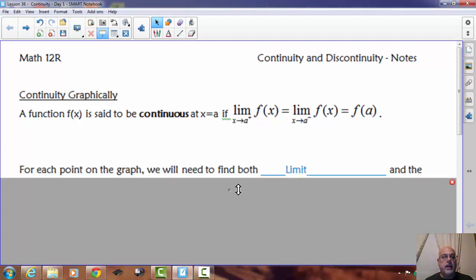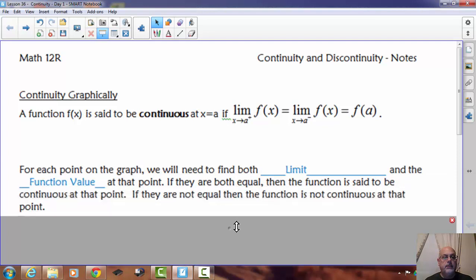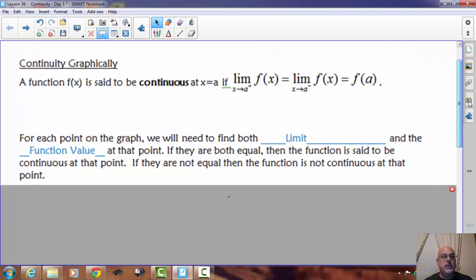So let's take a look at a little bit of some information here. For each point on the graph, you need to find the limit and the function value at that point. If they're all equal, the function is said to be continuous at that value of x. If they're not equal, the function is not continuous at that point.